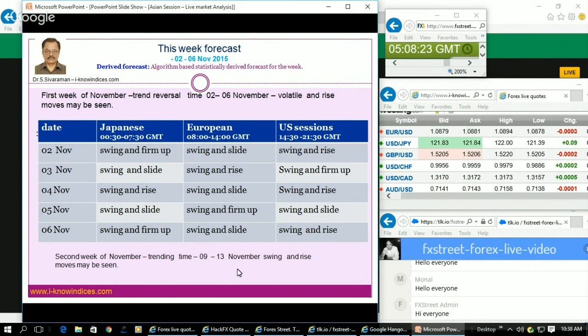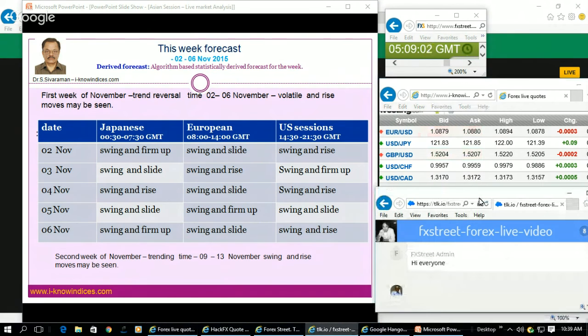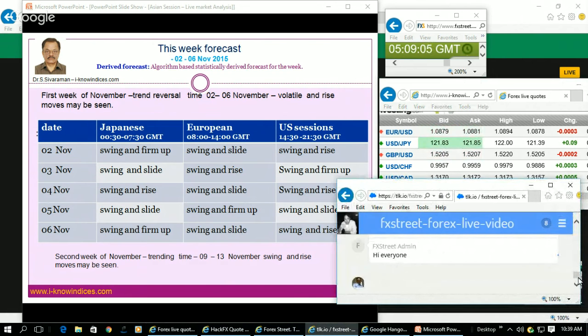What they are expected to do is make a slide before the non-farm payroll release, and afterwards make a swing and firm up, and then slowly swing and rise during the US session. What they have done for the European and UK data is make the slide in Euro and GBP, and for the US data they are expected to make the rise in Euro and GBP by lowering the US dollar. So this is the intention of the players based on the forecast.